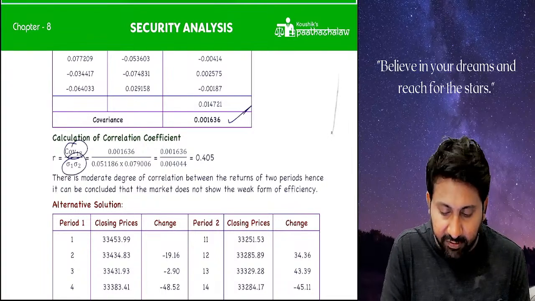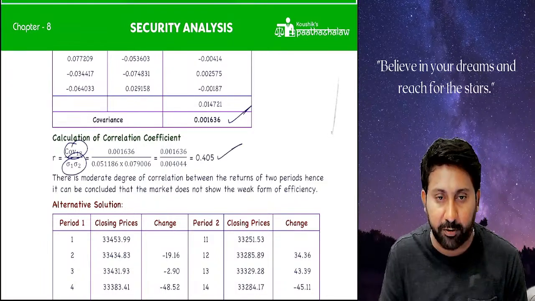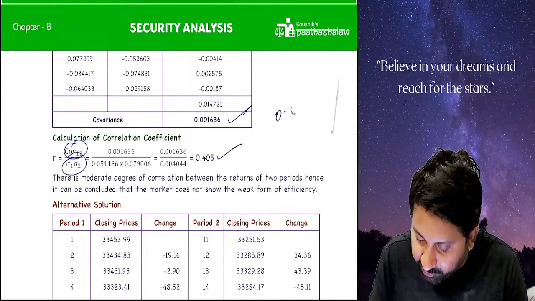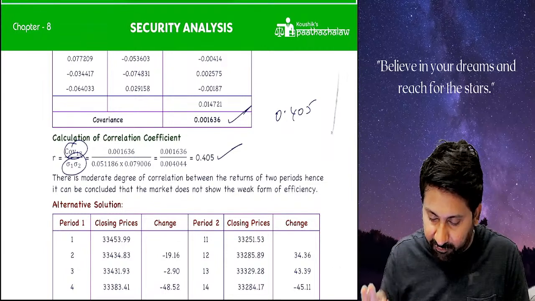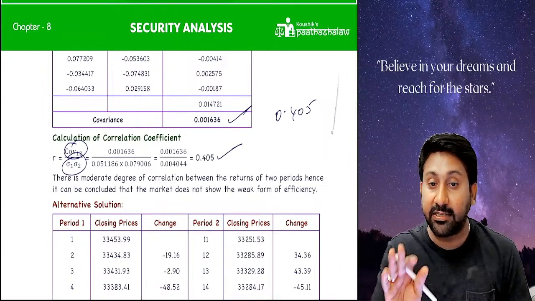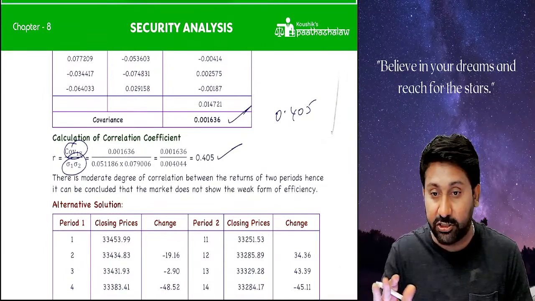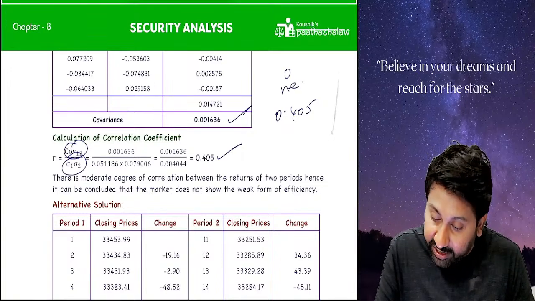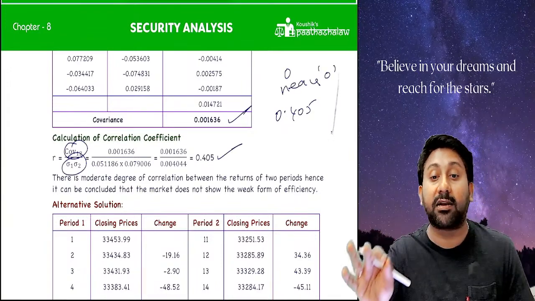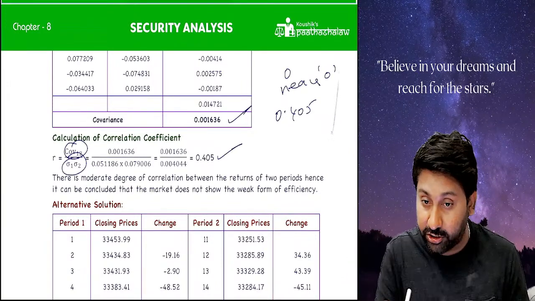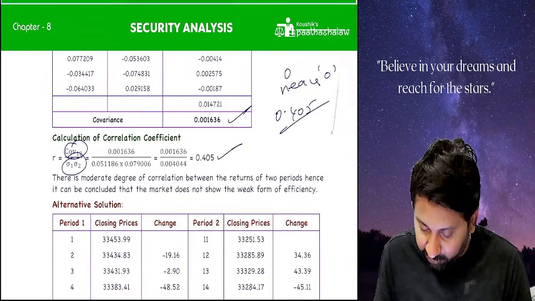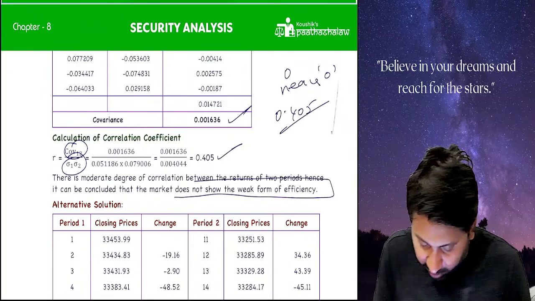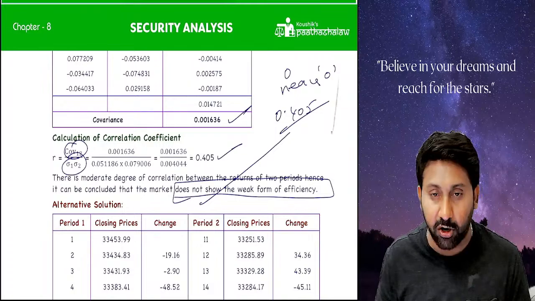Using the covariance, you will calculate the correlation. You got 0.405. What do you mean, 0.405? It means it is not nearing 0. It is not even 0. If it is 0 or nearing 0, then only markets are said to be efficient. Here it is not 0, not even nearing 0. Therefore, it does not show the weak form of efficiency. Clear or not, everyone? Okay.